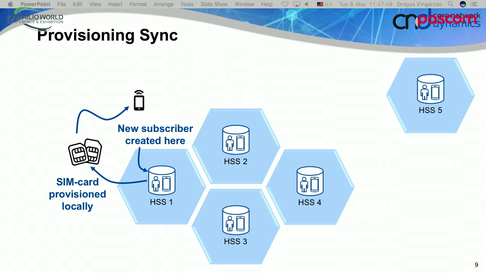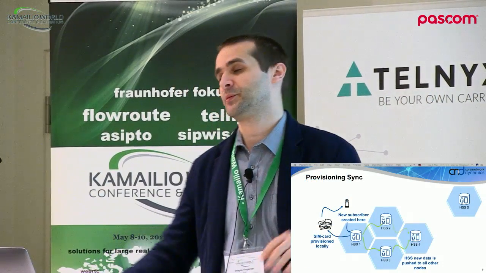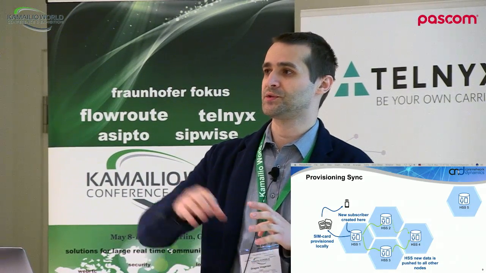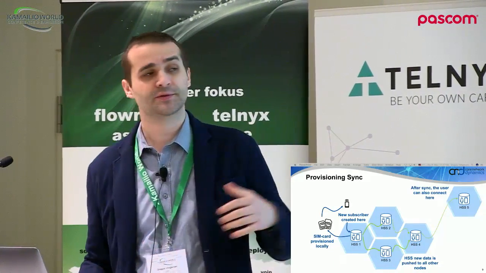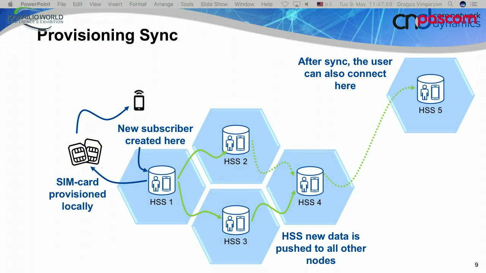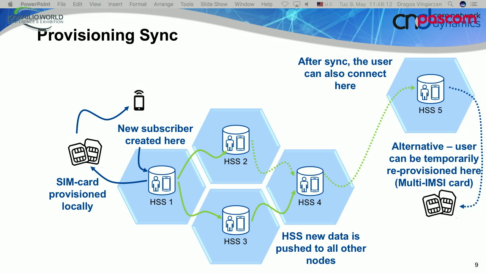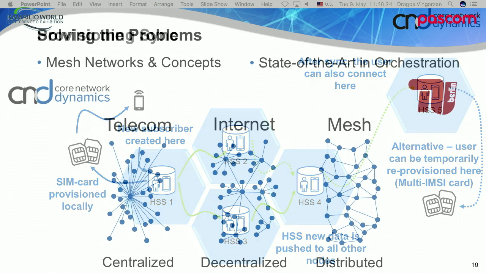The idea is that once you did that, this configuration gets propagated to all the other databases around so the user can attach to any network. You could also do double provisioning, but most of the time you would wait for that to be propagated to the remote node, using double provisioning only if these networks stay disconnected for a very long time. So these were some examples of the problems that we solved and how we solved them to make it practical to have such a distributed network happen.